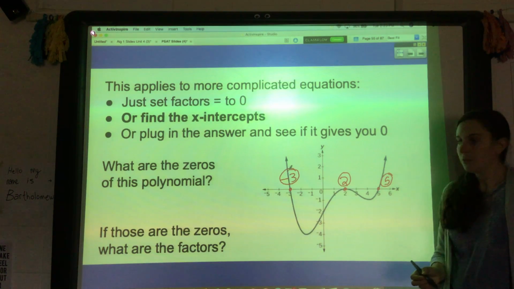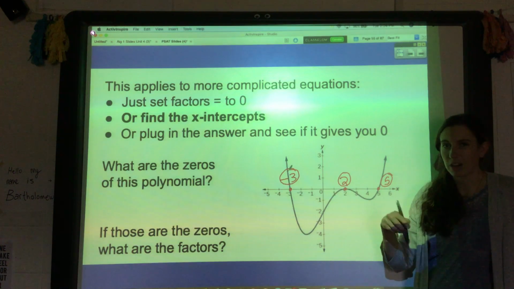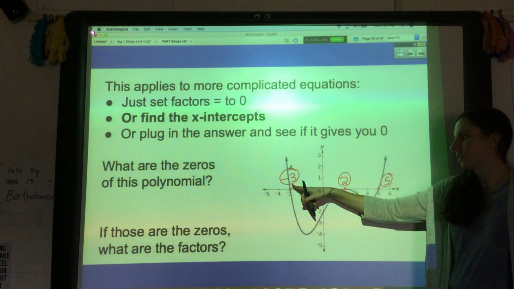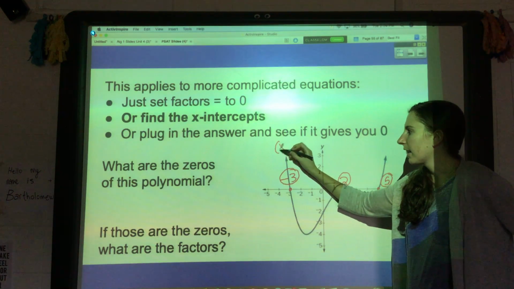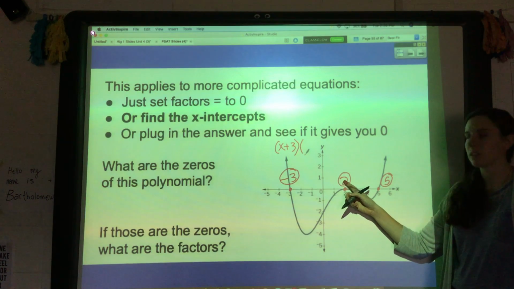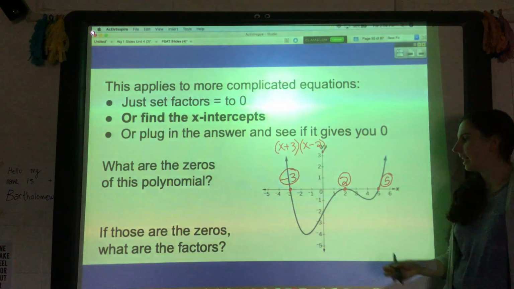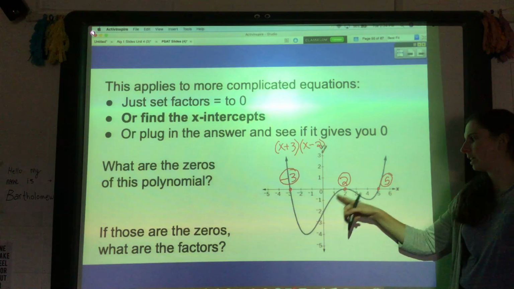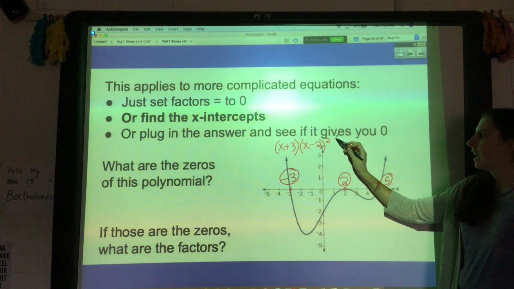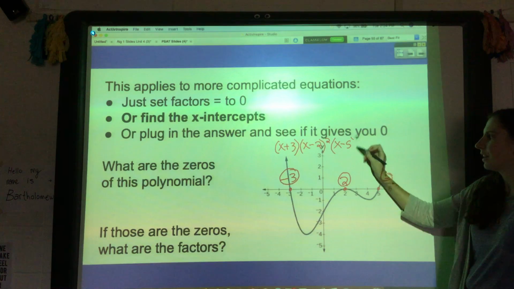Also, if these are the zeros, what would the factors be? Think about kind of going backwards. If I have negative 3 as a solution, I would have x plus 3 as a factor. If I have 2 as a solution, I would have x minus 2 as a factor. And again, that one's probably there twice because it hits and then goes back down, so that one's probably squared. And then if I had positive 5, I'd have x minus 5 as a factor.